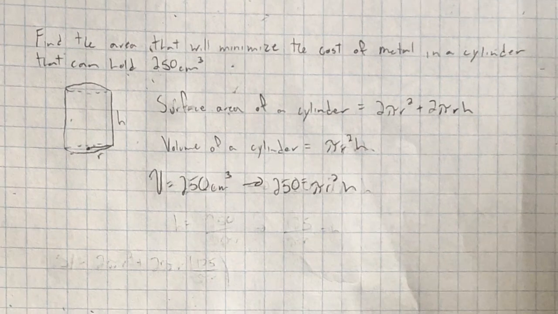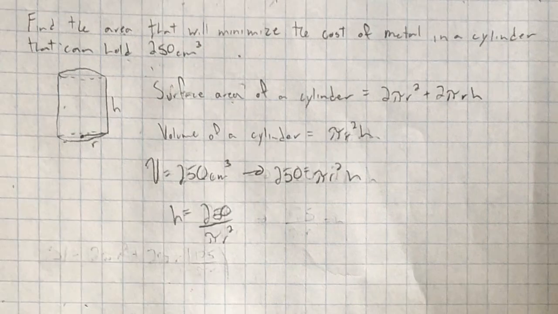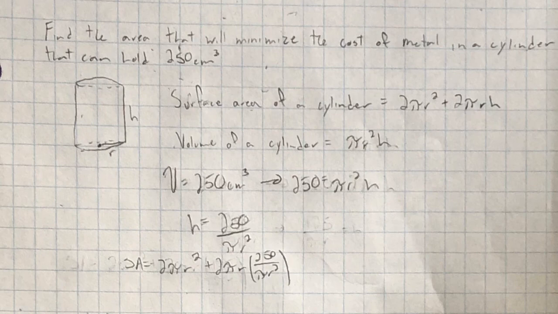If you notice, the 250 centimeters cubed is a measure of volume, so we can plug that in for the volume formula and solve for either r or h, and I chose to do h. So now we have the h value in terms of r, so we can plug that back into our surface area formula to only have one unknown variable.